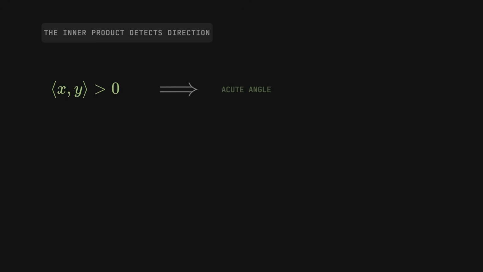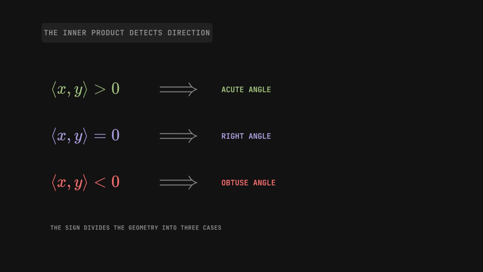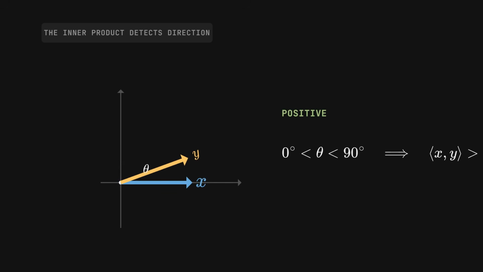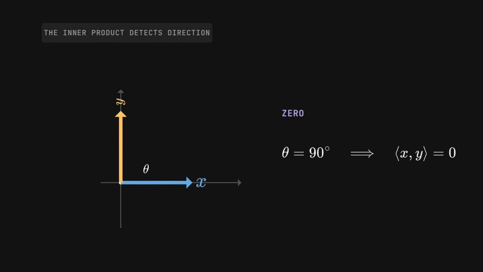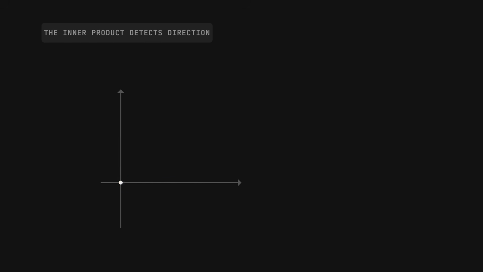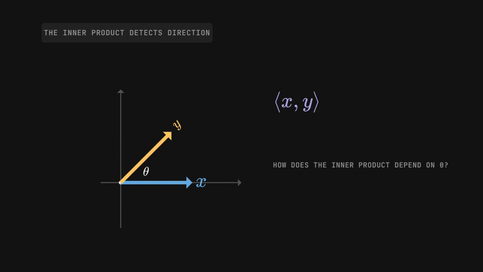So the sign of the inner product divides the geometry into three cases. Positive corresponds to an acute angle, 0 to a right angle, negative to an obtuse angle. We can see all three cases in one continuous motion. While the angle is acute, the inner product is positive. At 90, it becomes 0. After 90, the inner product becomes negative. The sign tells us whether the angle is acute, right, or obtuse, but how exactly does the value of the inner product depend on the angle?